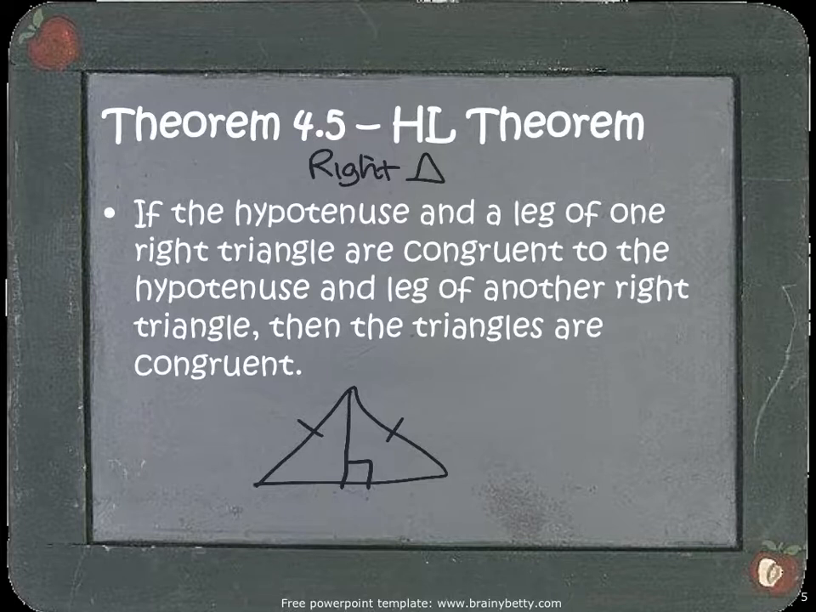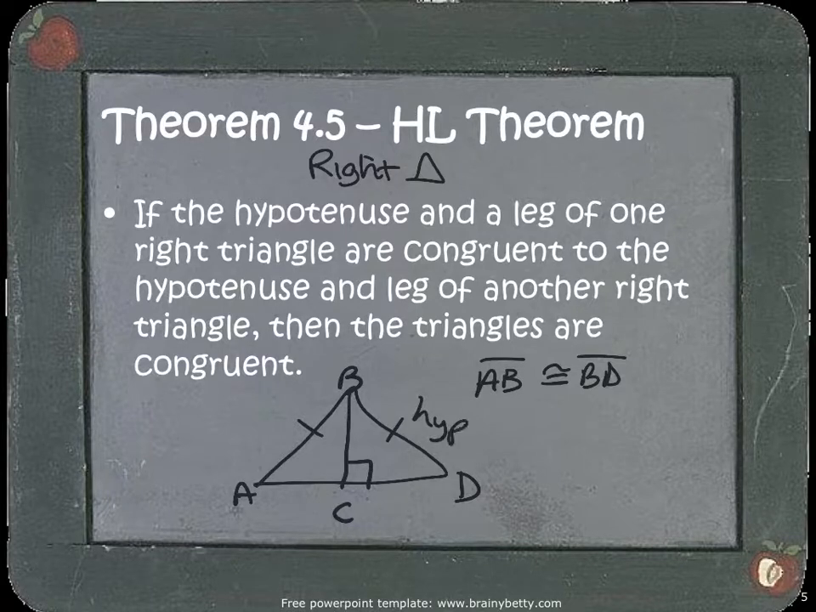Okay, let me add some letters here. So A, B, C, D. So sides AB and BD are congruent, right? What sides are those of the right triangle? Is that a leg or a hypotenuse? That's the hypotenuse. Now, do I have a leg that's congruent? Yes, I do, right? It's the one that they share.